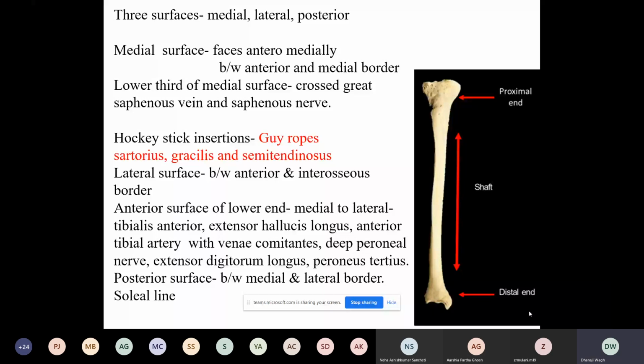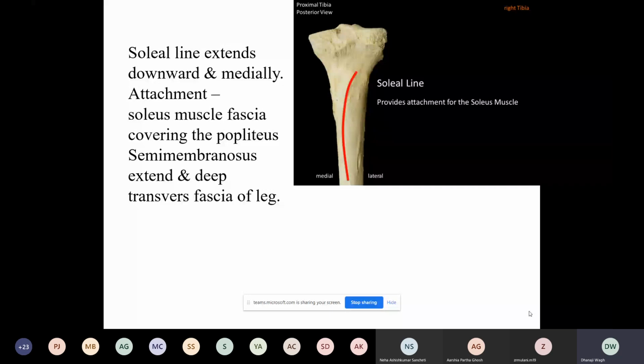On the posterior surface, present between the medial and lateral border, there is a structure called the soleal line. The soleal line extends downwards medially, and there is attachment of the soleus muscle, covering the popliteus fascia, covering the popliteus. Semimembranosus extends and deep to it is the transverse fascia of the leg.